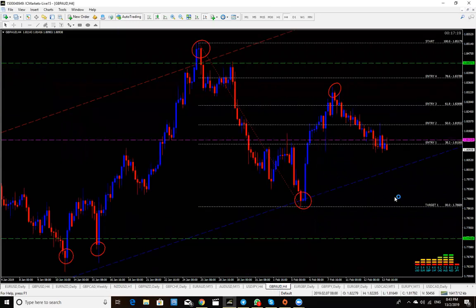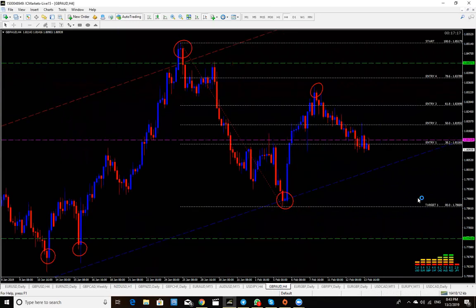GBP/AUD. All right, so this is my chart markup for the GBP/AUD. I posted this in the group. This is the H4 chart. This is the higher low area that we're hoping the market holds on to and then eventually breaks past this resistance area and goes to the top.